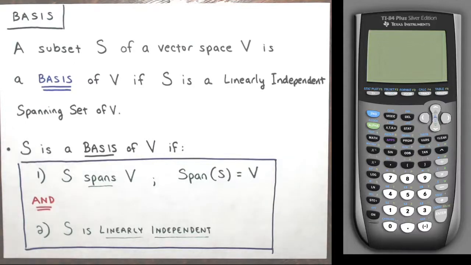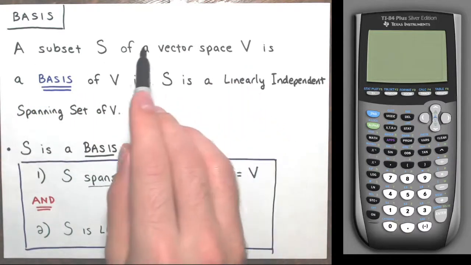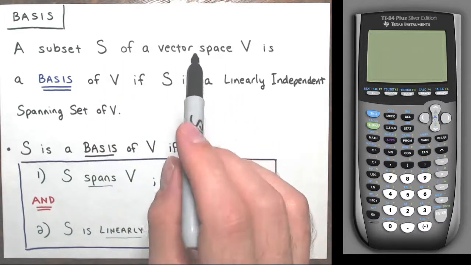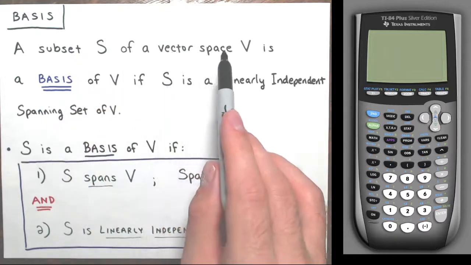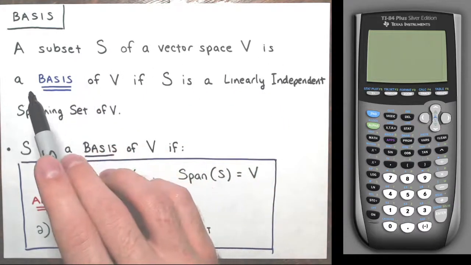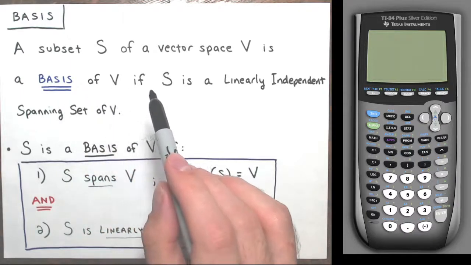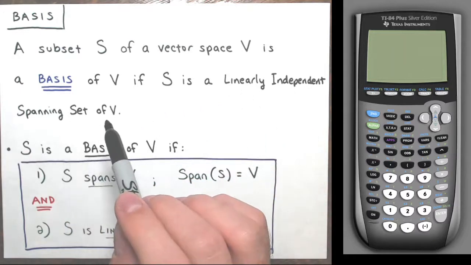So here I have the definition of what it means for a set of vectors to be a basis for a vector space. A subset S of a vector space V, meaning that S contains some vectors from V, is a basis for V, or a basis of V, if S is a linearly independent spanning set of V.